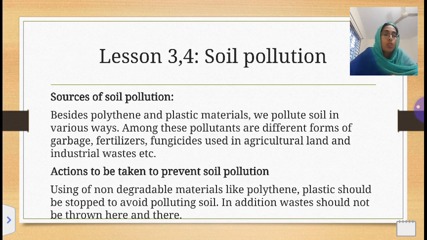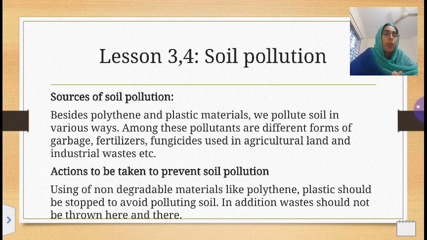Actions to be taken to prevent soil pollution. Using non-degradable material like polythene and plastic should be stopped. We have to use jute-made materials or paper-based material. That means degradable materials that are suitable for our soil. Okay. So, to avoid polluting soil.